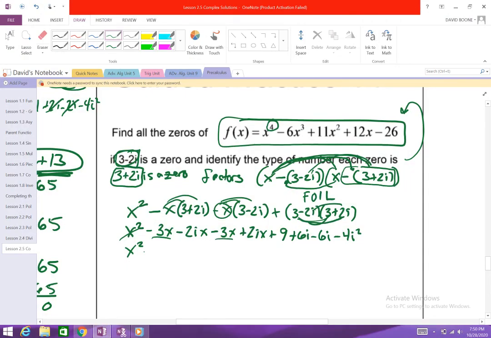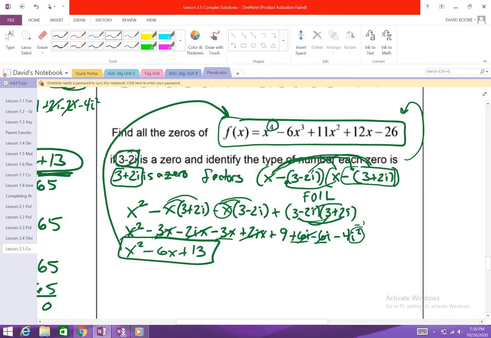We've got x squared. So we got rid of this one. Minus 3x and minus 3x gives me minus 6x. Those are gone. Here we got minus 2ix and plus 2ix. Those cancel each other out. Here we got 6i and minus 6i. Those cancel each other out. And so here let's get the 9. But I also know this i squared is negative 1. Negative 1 times negative 4 is a positive 4. 4 and 9 is 13.